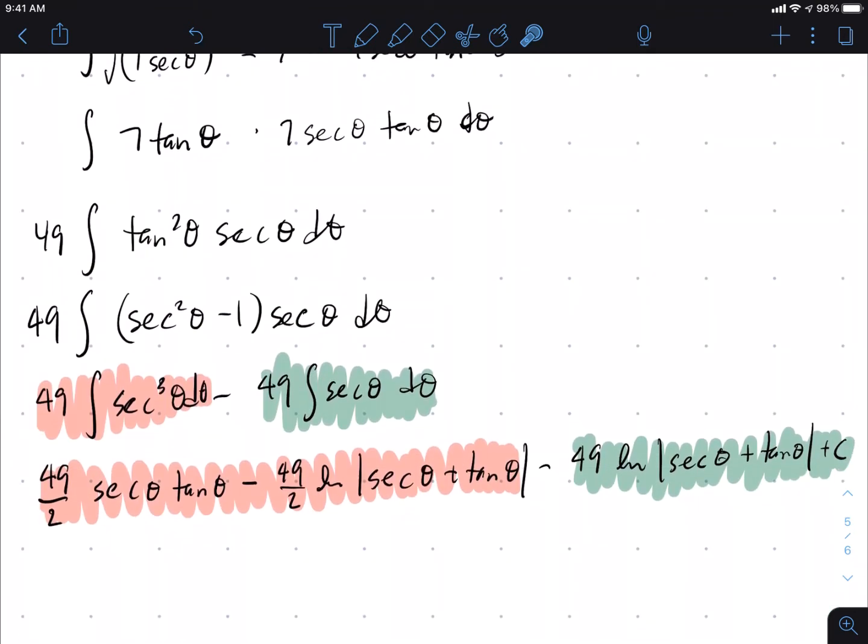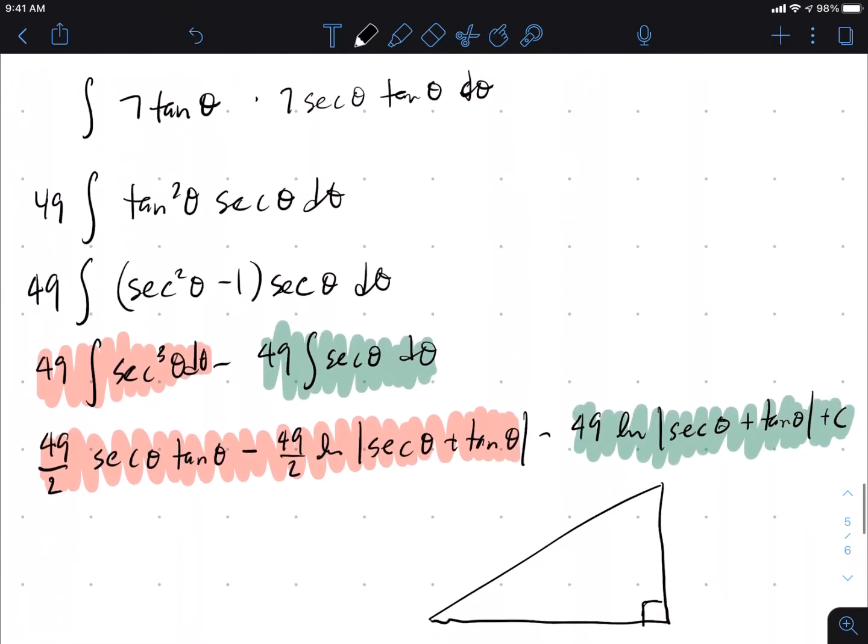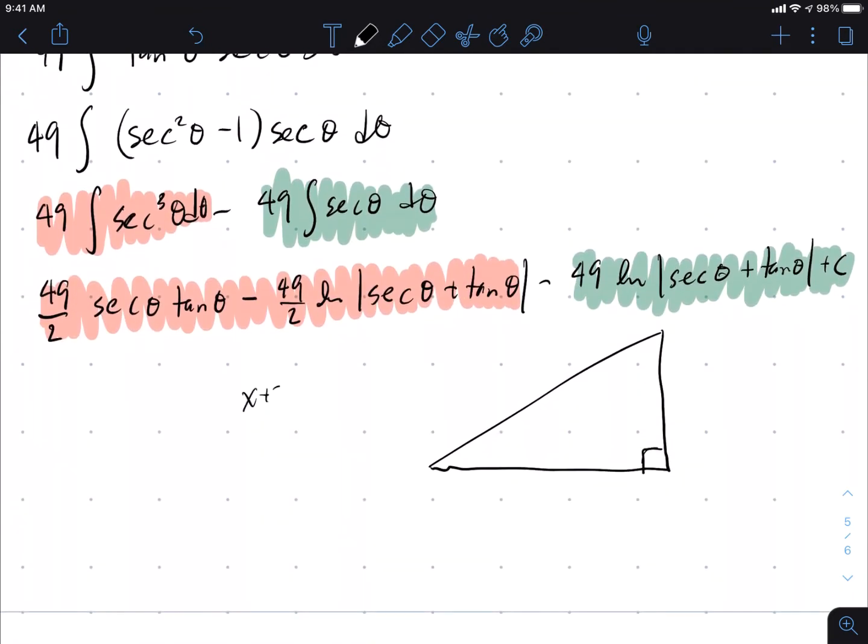And then we still aren't done, right? Because we need to do the triangle. So we have to remember that we have a triangle. And what did we say? It was x plus 7 is equal to 7 secant theta.